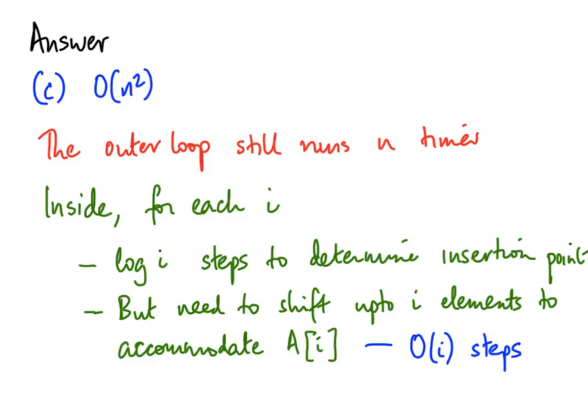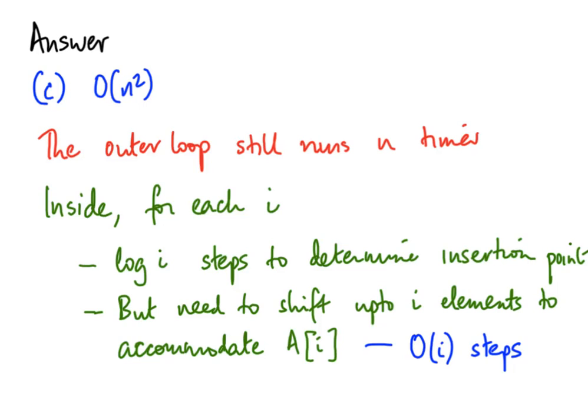Well, the answer is that the worst case complexity remains O n squared. First of all, the outer loop still runs n times. And inside the loop, for each i, we speed up the time it takes to determine the insertion point. By using binary search, we take only log i steps to find this point. But when we do a linear scan, while we are searching for the place to insert, we are also shifting elements to make one empty slot free for ai. Now in binary search, this doesn't happen.